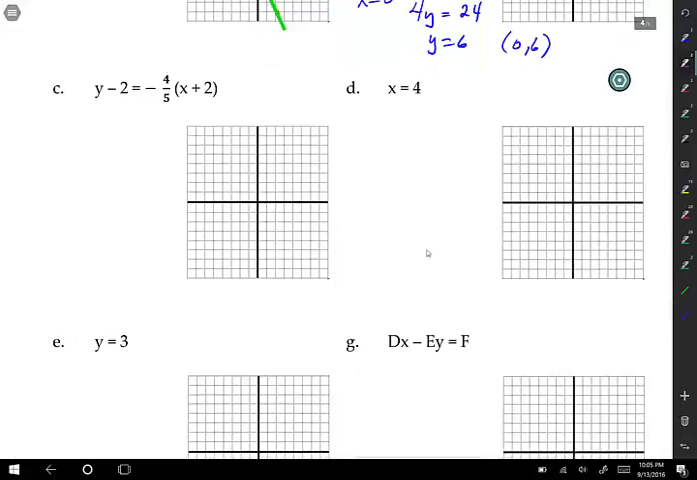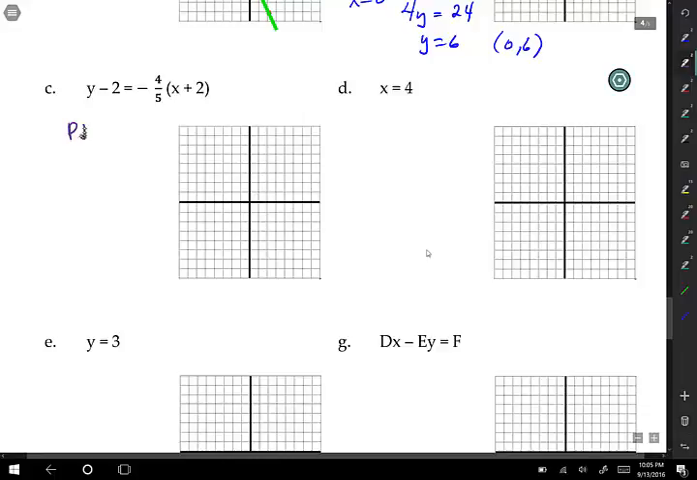This is set up in point slope form. It has a point, negative 2, comma 2, and a slope of negative 4/5. Graphing from this information is very quick. We go to negative 2, 2, right there. From that point, we're going to go down 4 and over 5 to another point, and then down 4 and over 5 to another point. Going backwards, we can go up 4 and over 5. That gives us 4 points on our graph with which we can draw our line.